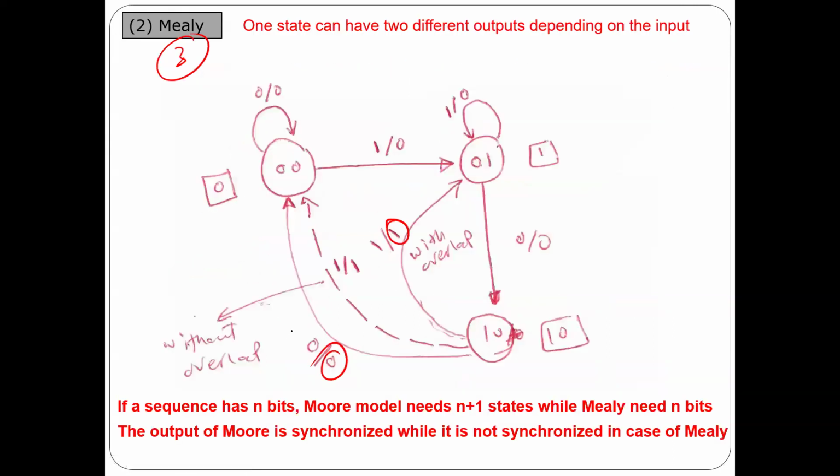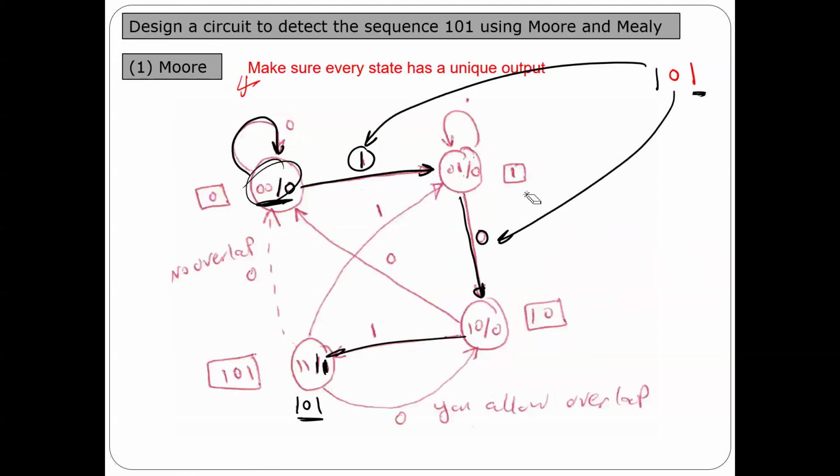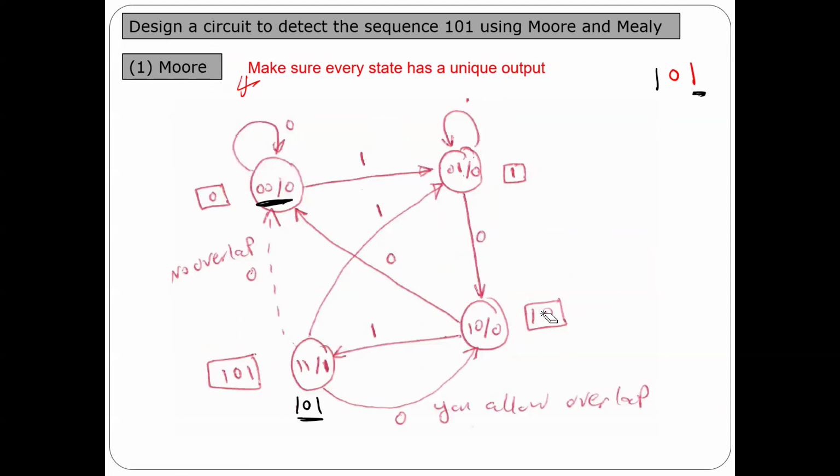Here, I'm not going to make one special state for 1, 0, 1. Instead, once I receive 1, 0, as we see here, the output will be 1. And then I can decide if there is overlap or not, I can come here or come here. Or if after 1, 0, I receive 0, so the sequence is broken, I will come here and then the output is 0. I'm not going to make one special state for 1, 0, 1. And so that's why there is one state difference between Moore and Mealy.